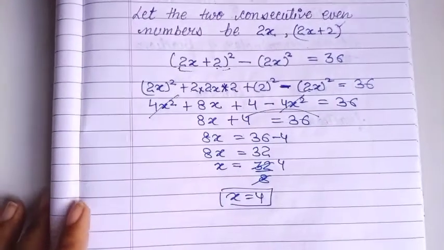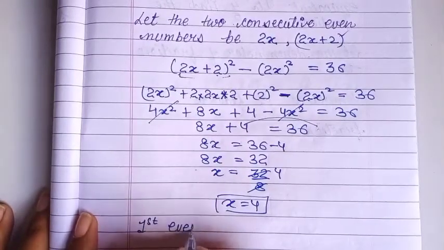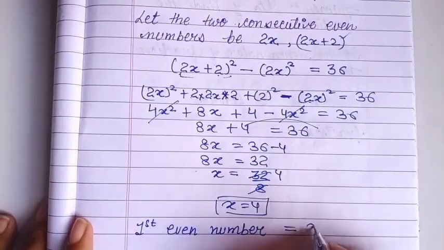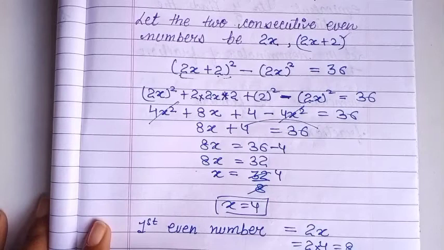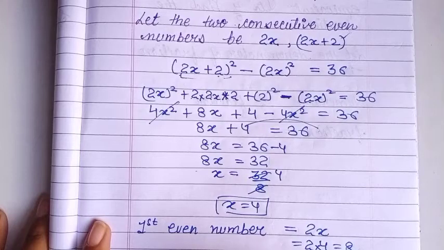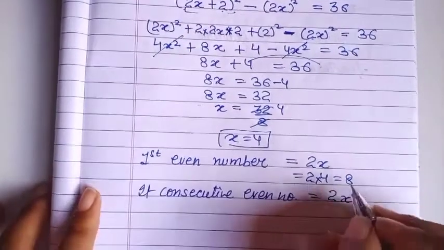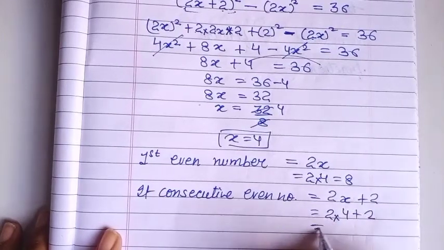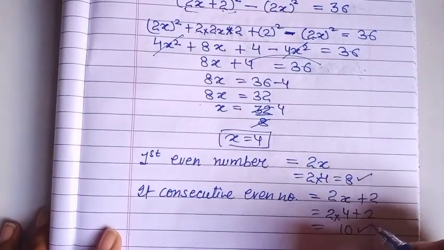They were asking for the consecutive even numbers, right? So the first even number is equal to 2x, which means 2 multiply x is 4, so 8. The consecutive even number is 2x plus 2. x is 4, so 2 multiply 4 plus 2. 2 4s are 8, plus 2 is 10. So the first consecutive number is 8 and the second consecutive number is 10.